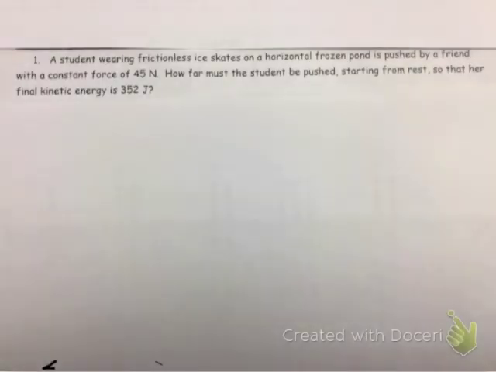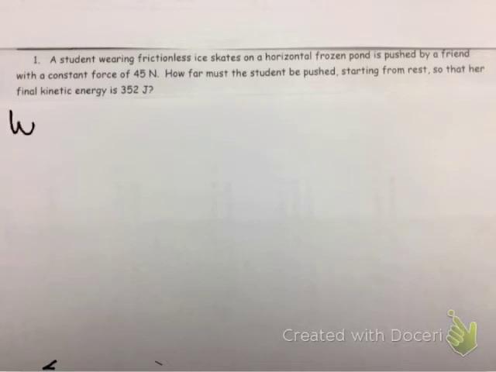Hey guys, we're going to look at some guided practice problems. If you turn in your packet to guided practice problem number 1: a student wearing frictionless ice skates on a horizontal frozen pond is pushed by a friend with a constant force of 45 newtons. How far must the student be pushed, starting from rest, so that her final kinetic energy is 352 joules? We are going to use the work energy theorem to apply our concepts.